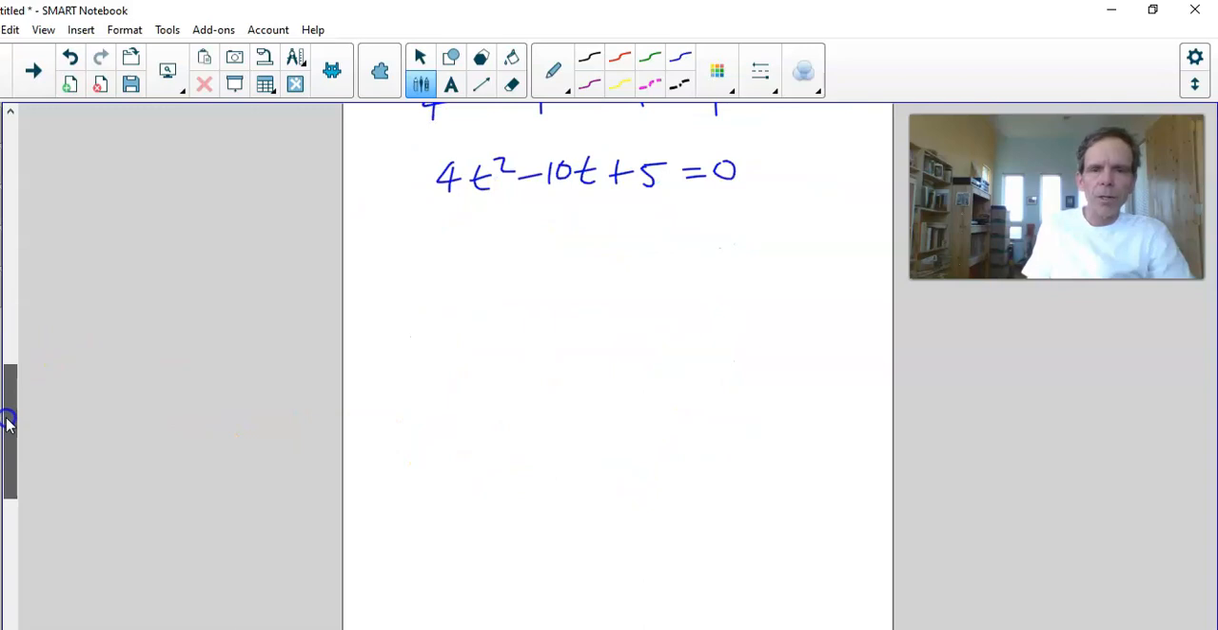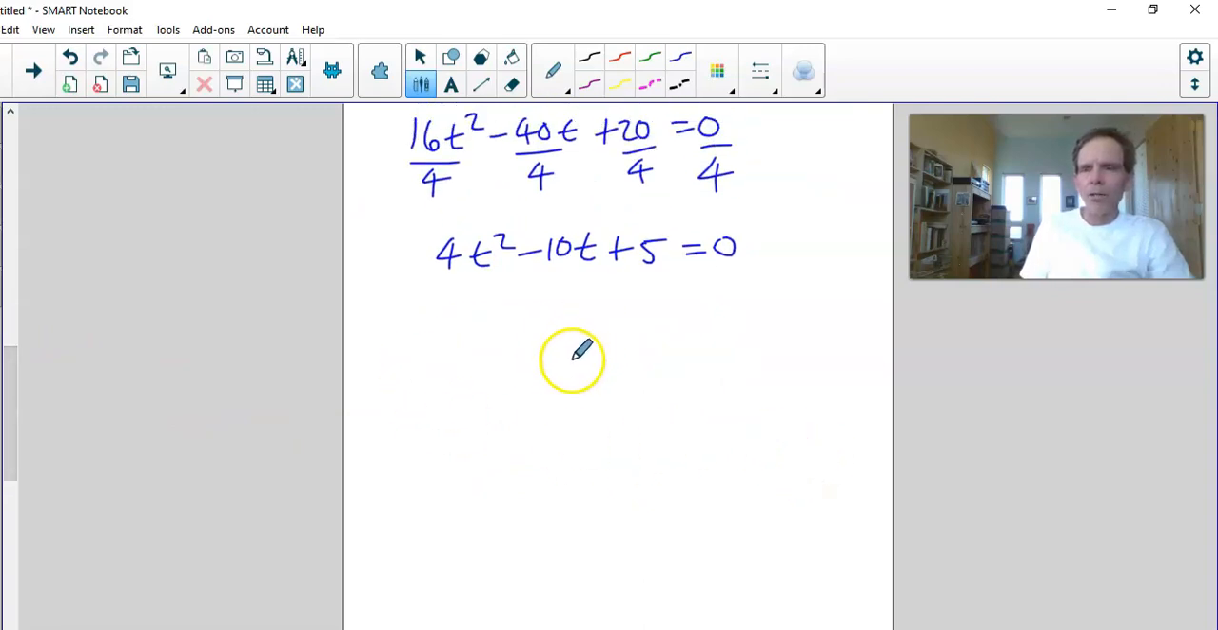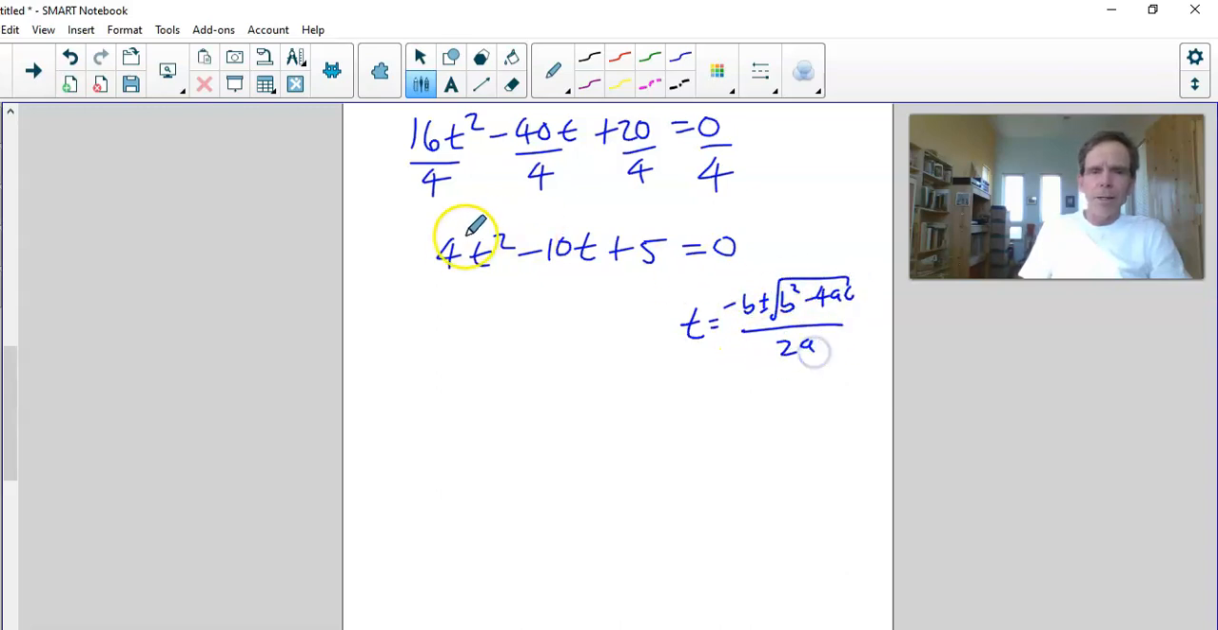All right, we're going to use the quadratic formula here. You could use the AC method, but I don't think you'd get very far because we need to find two numbers that add to negative 10 and multiply to be 20. And of course, those numbers don't exist as integers. All right, so let's use the quadratic formula, which is, in this case, t equals negative b plus or minus the square root of b squared minus 4ac all over 2a. And we see that a is 4, b is negative 10, and c is 5.